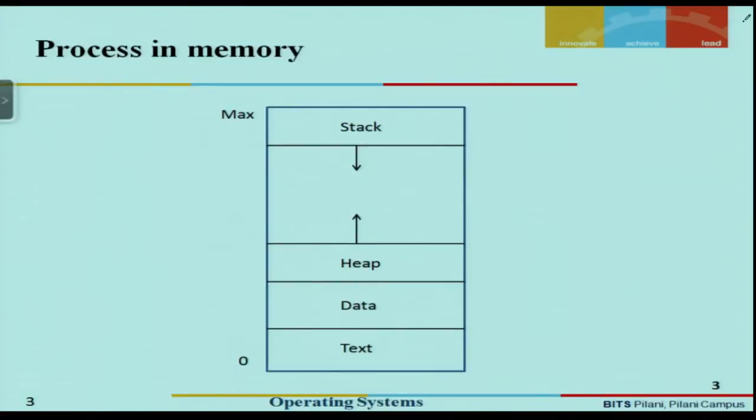A process in memory is usually depicted in this particular manner. We find that there is a text section, that is the program part. There is data which the program instructions would access, and then there is a stack, and then there is a heap. With allocation, the heap can keep growing as more and more memory gets allocated, or the stack can also grow. So this is how a process in memory is depicted.